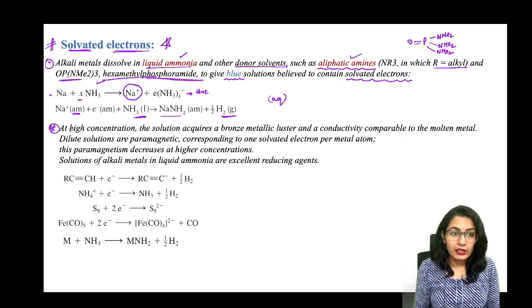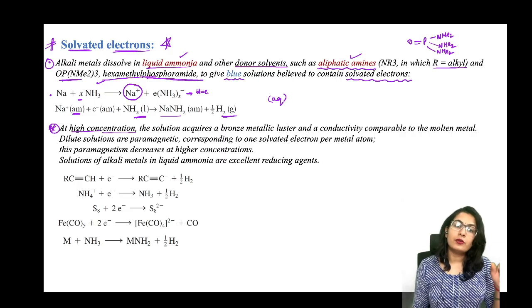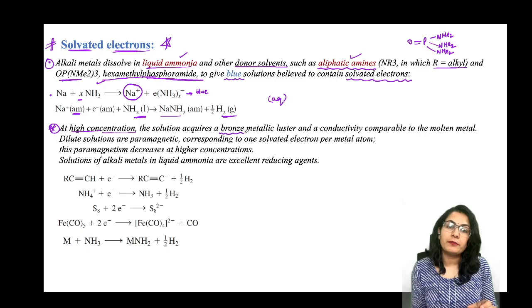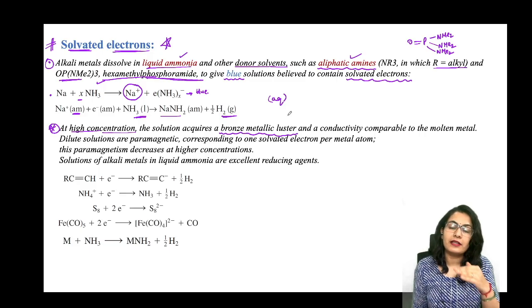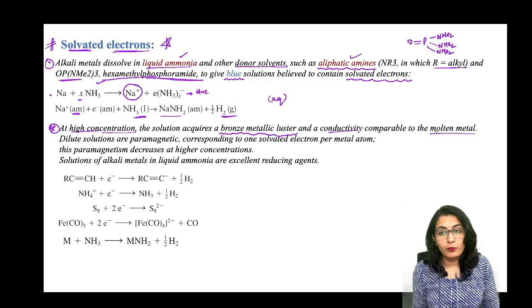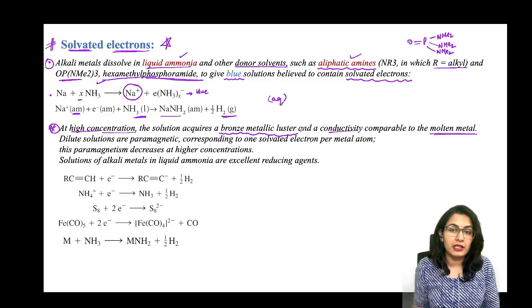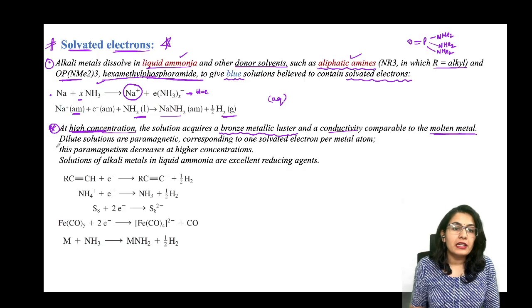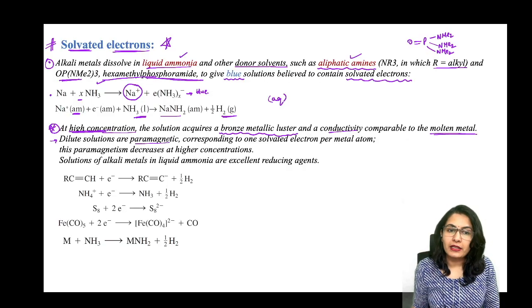At high concentration, the solution acquires a bronze metallic luster. So what is a metallic luster? It is a metallic shine that you get on a metallic surface, and a conductivity comparable to the molten metal. How high conductivity? How are we getting this high conductivity? Because at high concentration, we are getting a lot of electrons, like a sea of electrons that we get in the metal. Dilute solutions are paramagnetic in nature.